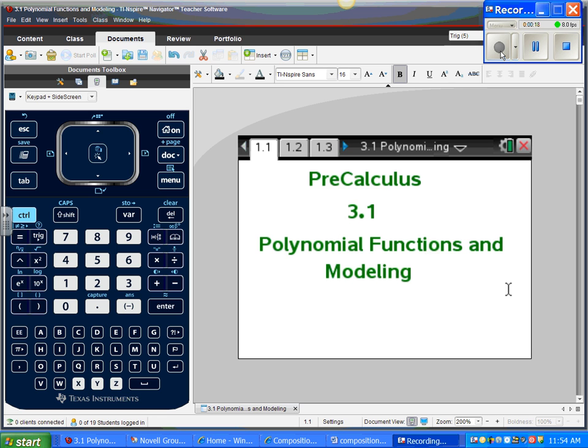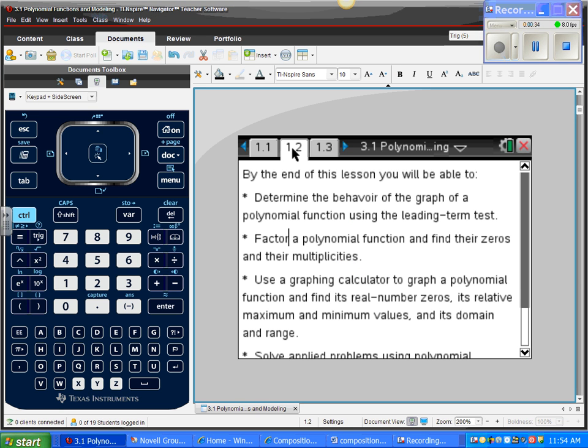Okay, so what we're going to be talking about in this unit is something a little bit different than what we've done. And it is going to be on polynomial functions and rational functions. So we're going to get into some pretty interesting stuff, okay? So by the end of this lesson, you're going to be able to determine the behavior of a graph of a polynomial function using what's called the leading term test.